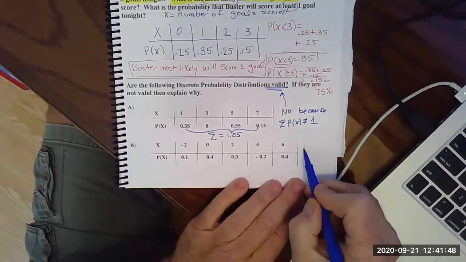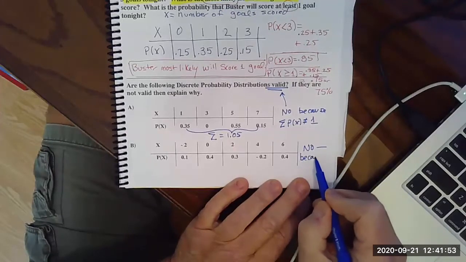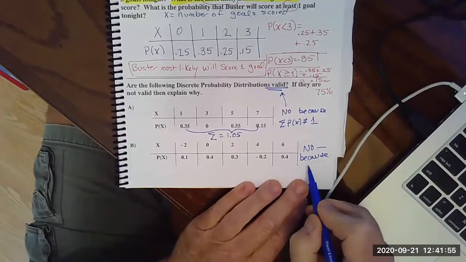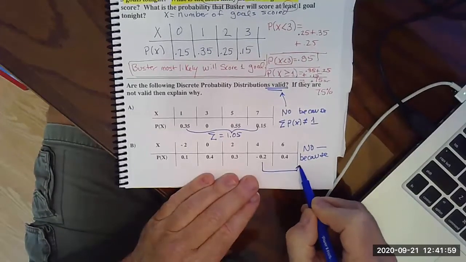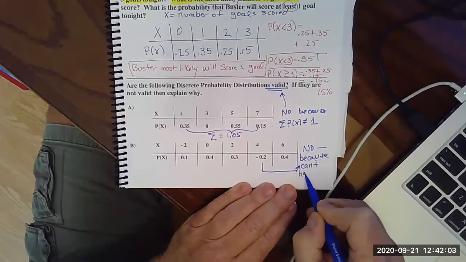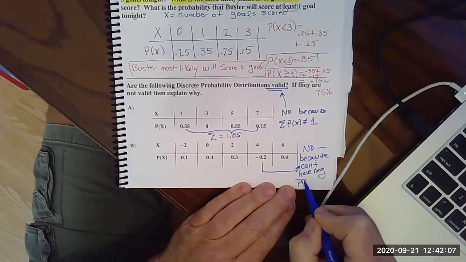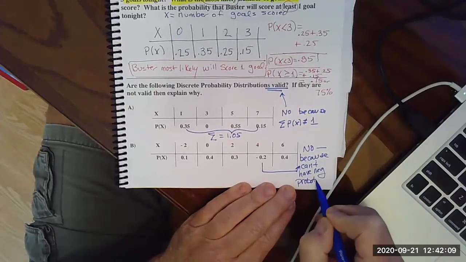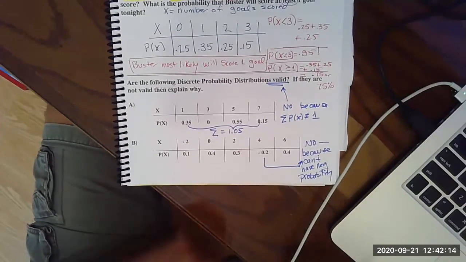And this one's a no, because you can't have negative probabilities. So you can't have negative probability.